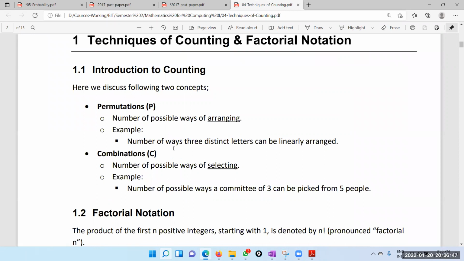Those who did A-level maths know these as permutations and combinations. Right. Permutation means, I will just give you a brief introduction to what this topic is.